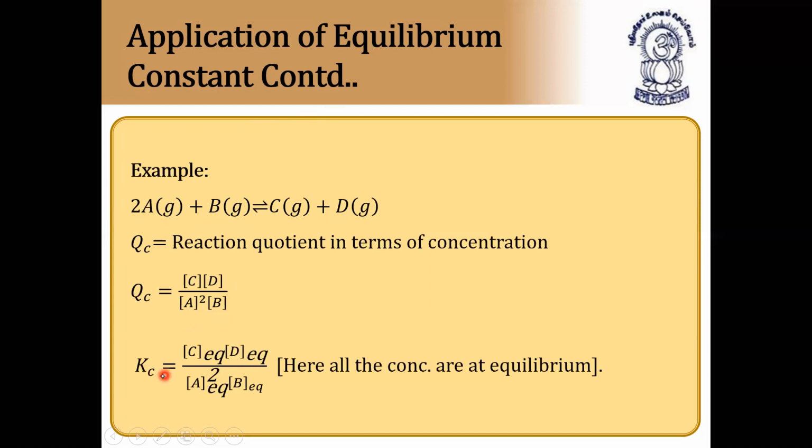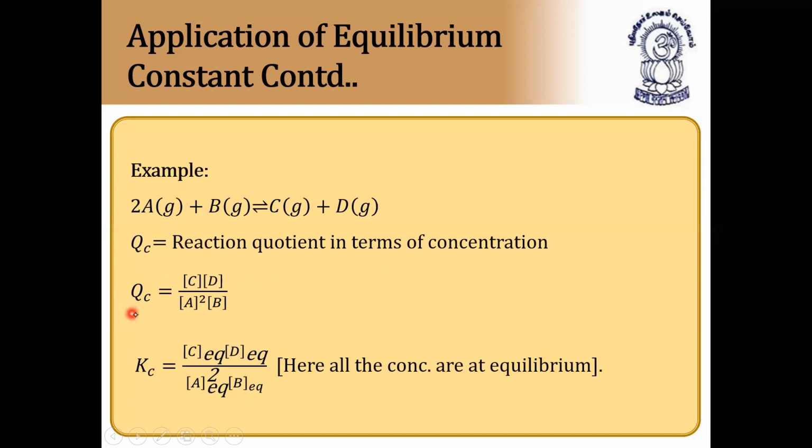This already we know. Now Kc is equal to concentration of C, very, very important here. Q can be taken at any instant of the reaction, but Kc will be definitely equilibrium concentration only. Concentration of C at equilibrium, concentration of D at equilibrium, concentration of A squared at equilibrium, concentration of B at equilibrium. These will change. That's what we are discussing now. So that is a major difference between Qc and Kc.